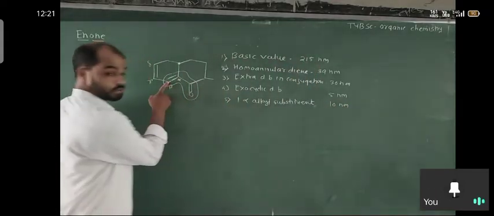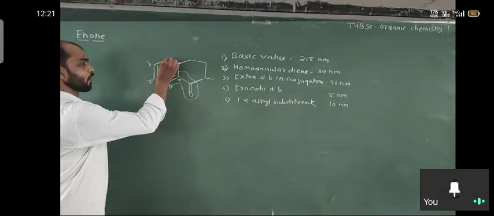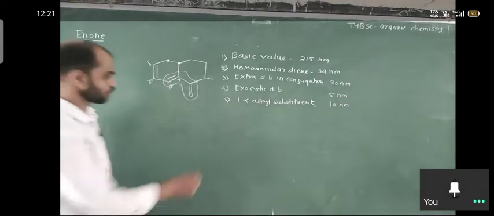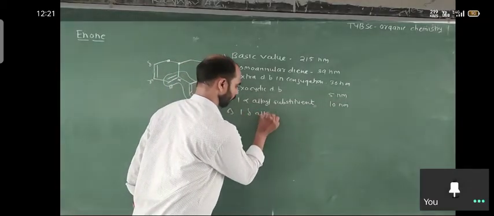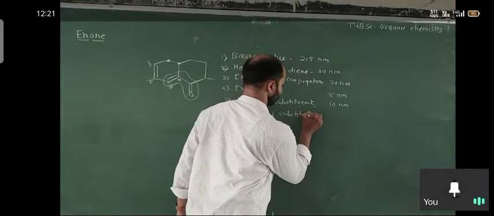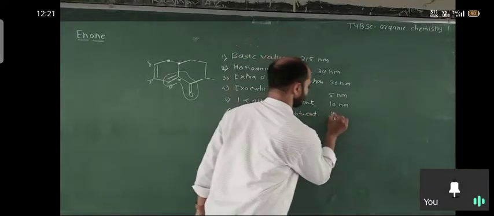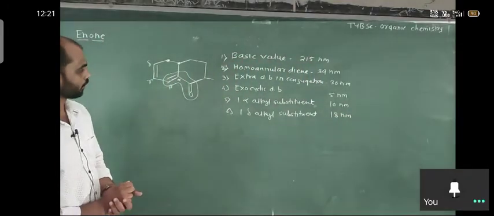On beta, no substituent. On gamma, there is no substituent. On delta, there is a substituent. On delta, there is one more substituent. So here, 1 delta alkyl substituent. For that, the value is 18 nanometer.